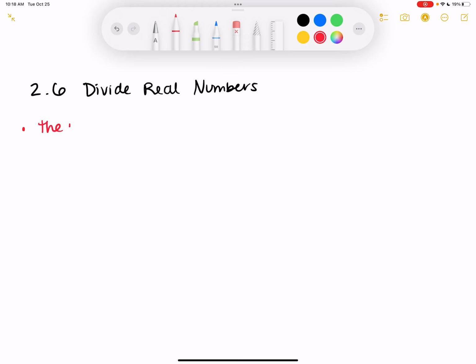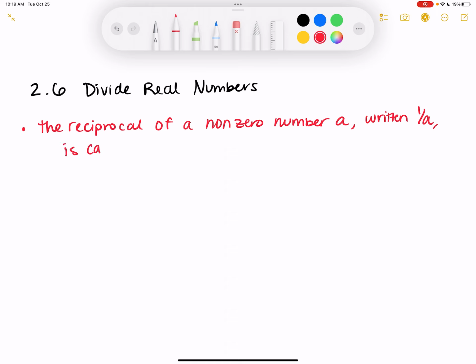The reciprocal of a non-zero number A, so it can be positive or negative, just not zero, written as 1 over A, is called the multiplicative inverse.